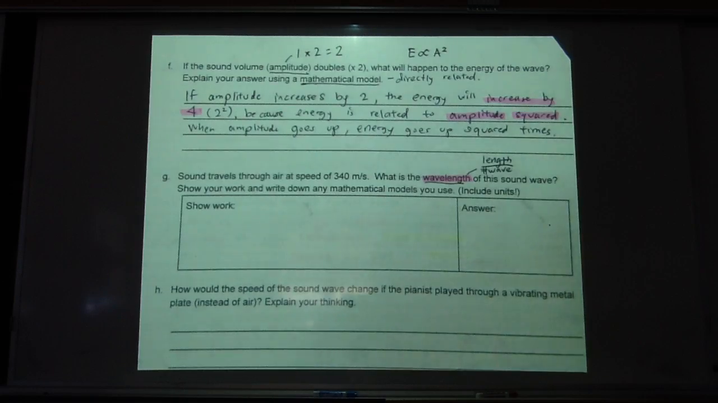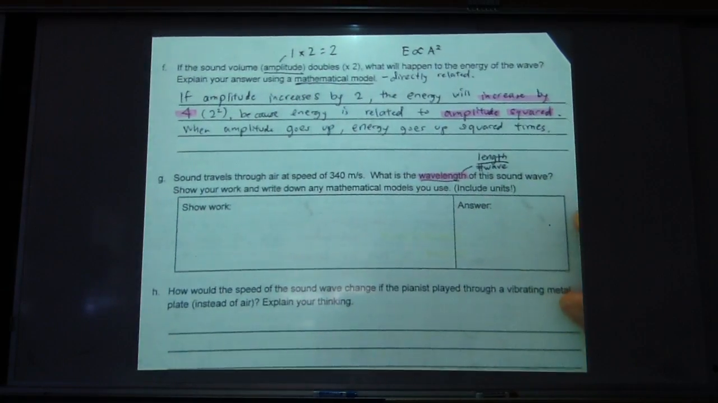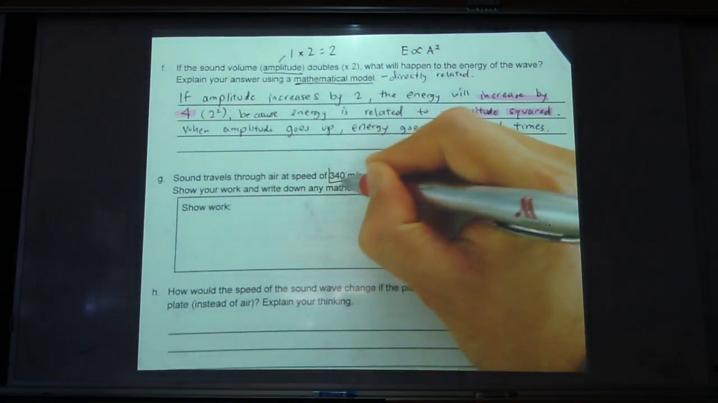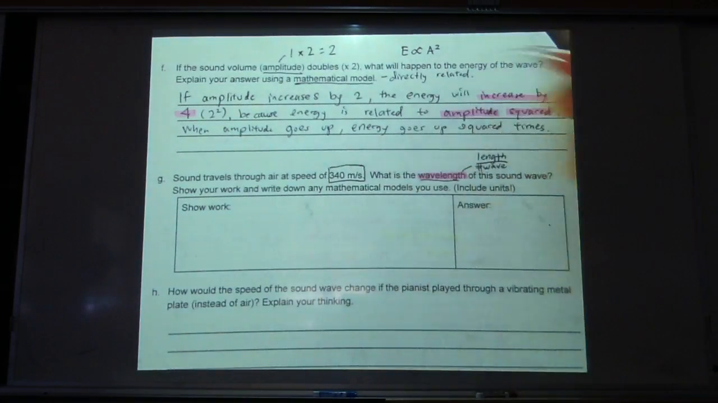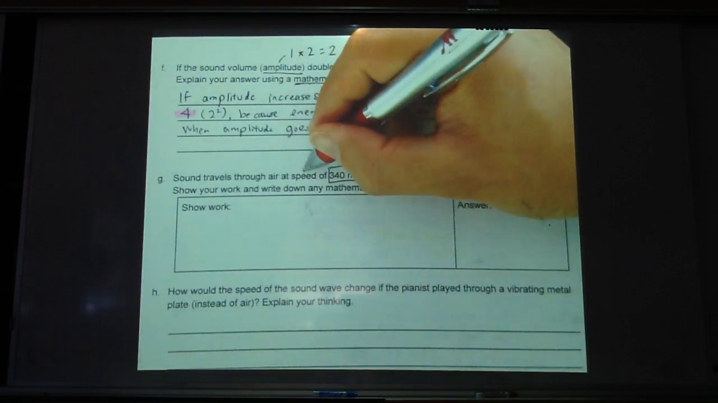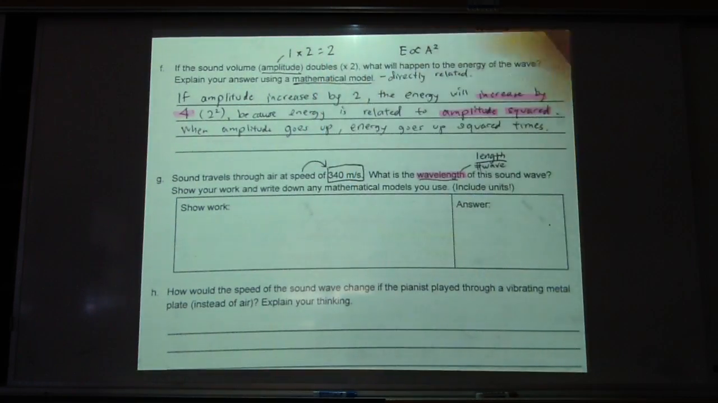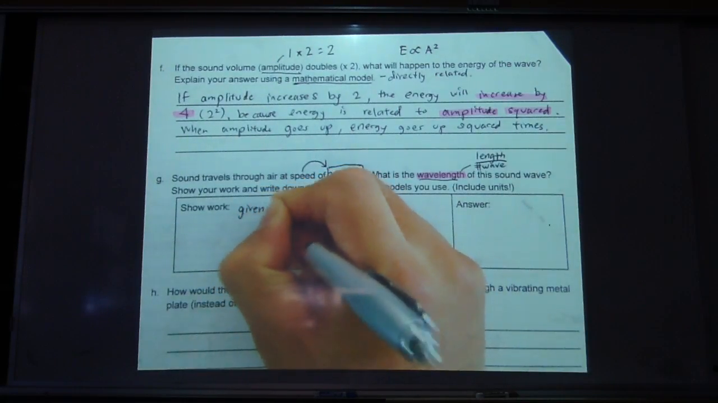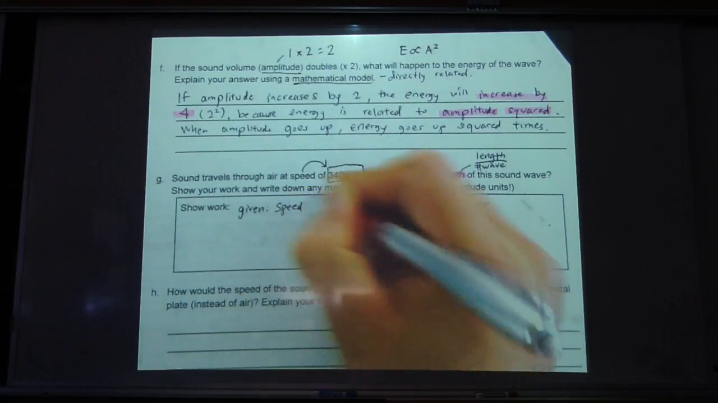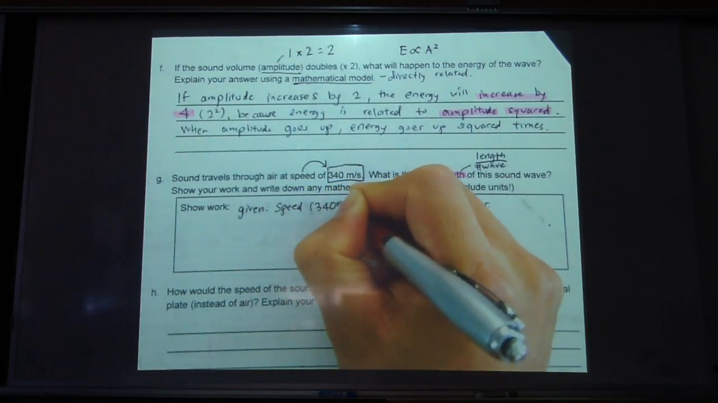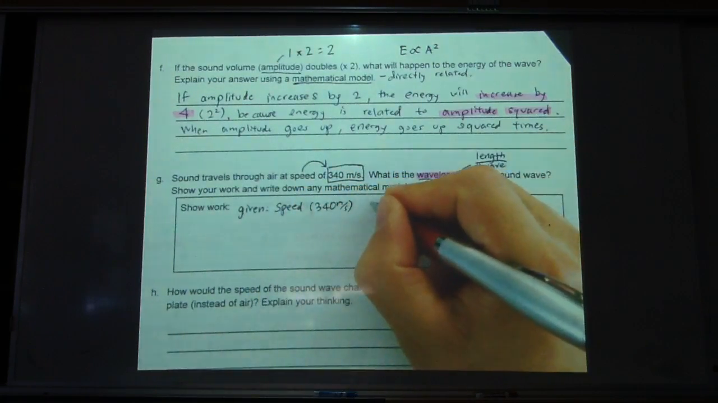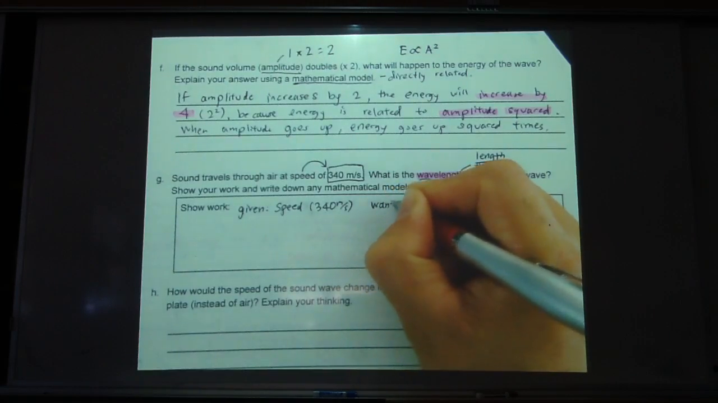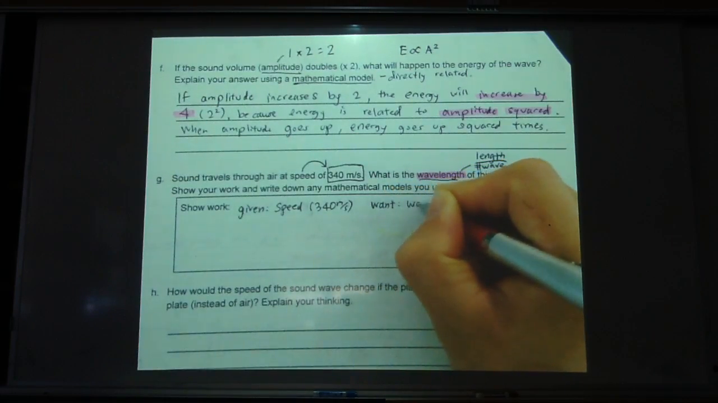But that actually doesn't take advantage of what they're actually giving you. What they're giving you in this problem is the 340 meters per second, which is actually the speed. So notice that they're giving you speed, and they want the wavelength.